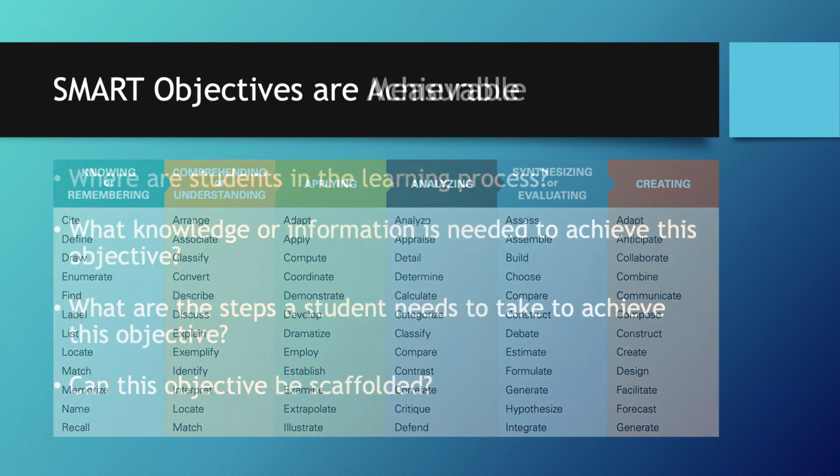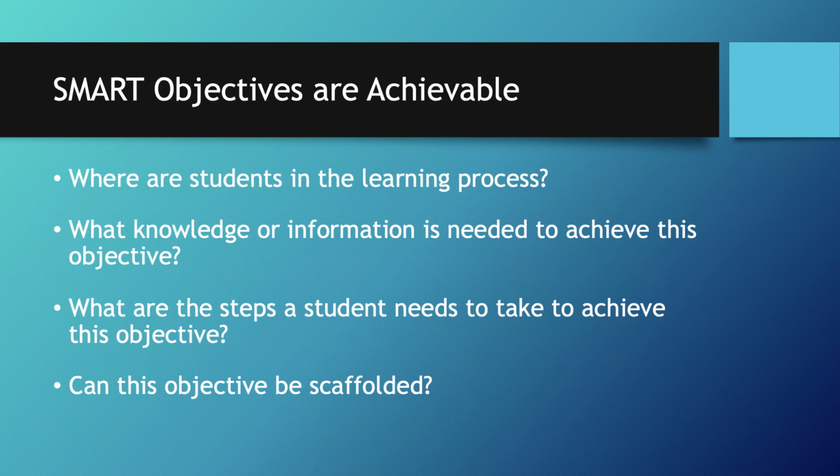Next, you want to make sure that your objectives are achievable for the level of the course and/or the unit the students are working within. You want to scaffold your learning objectives so that students are gaining knowledge and understanding in a hierarchical way. So you want to ask yourself these questions. Where are students in the learning process? What knowledge or information is needed for them to achieve this objective? What are the steps a student needs to take to achieve this objective? And can this objective be scaffolded?